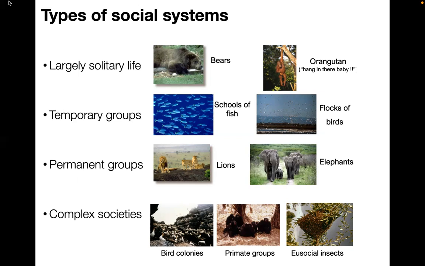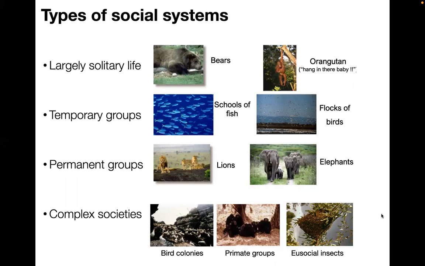I think that's the right word. I'm not totally sure. And then we have highly complex societies like chimpanzee societies or eusocial insects like bees, ants, wasps, and termites, and ourselves. So we'll delve into these examples in the next few slides.